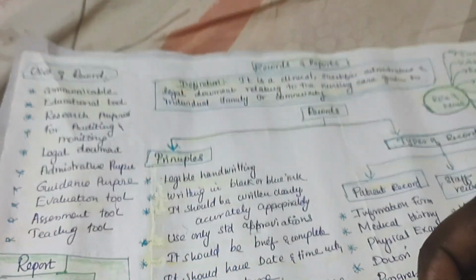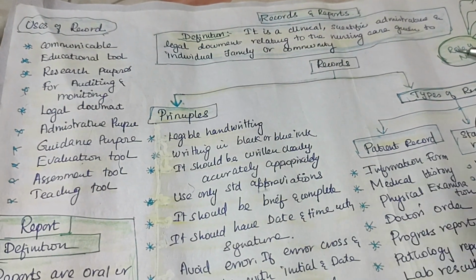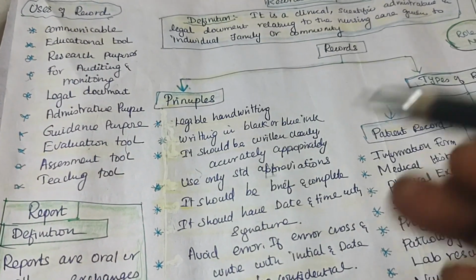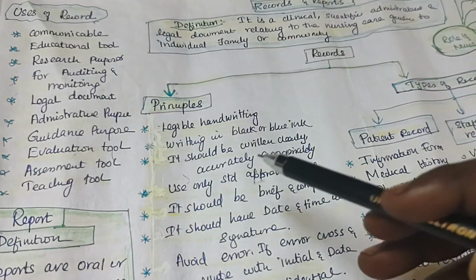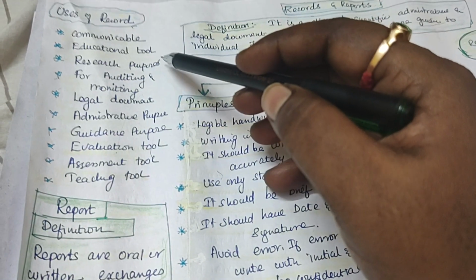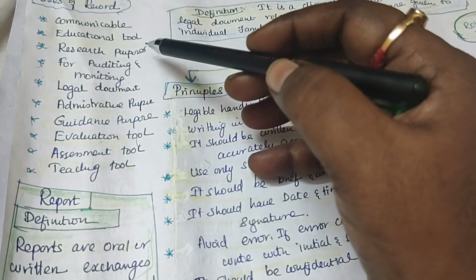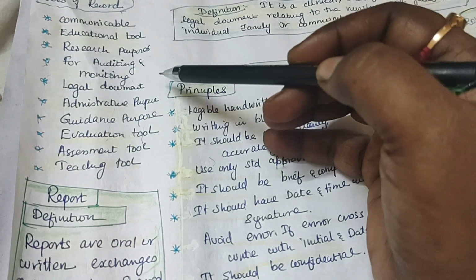Okay. What are the uses of maintaining records? We are telling you to use the types of records, and why? You may work in this organization today, you may leave the organization tomorrow. The records alone communicate the information to everyone. It is also used as an educational tool, and it is used for research purposes. It's helpful for auditing.